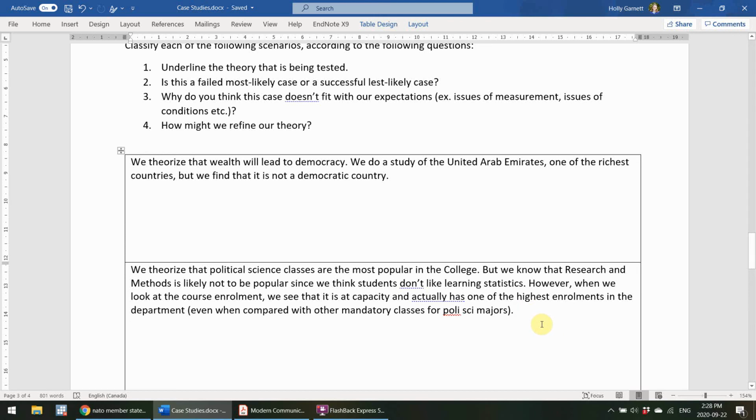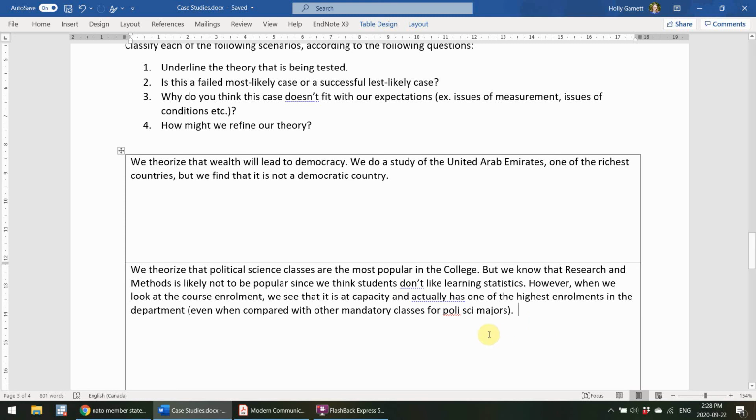But we know that research and methods is likely not to be popular because we think that students don't like learning statistics. True story. However, when we look at the course enrollment, we see that it is at capacity, again, true story, and actually has one of the highest enrollments in the department, even when compared with other mandatory classes for poli-sci majors. Okay. This has no bearing in reality at all.